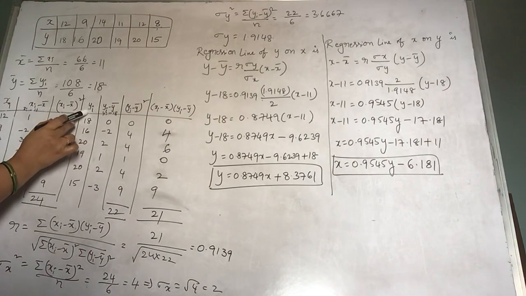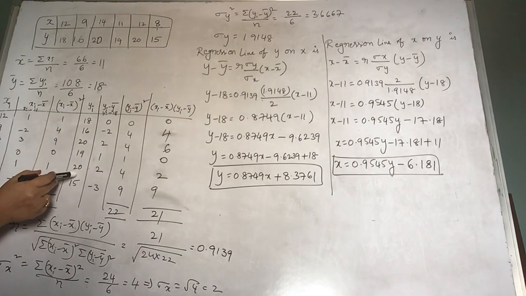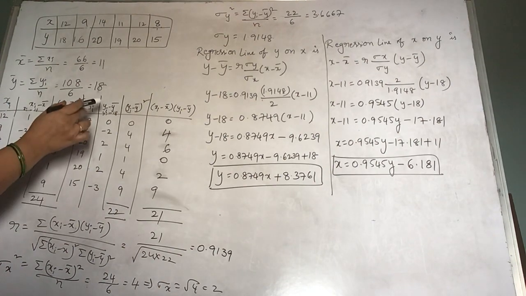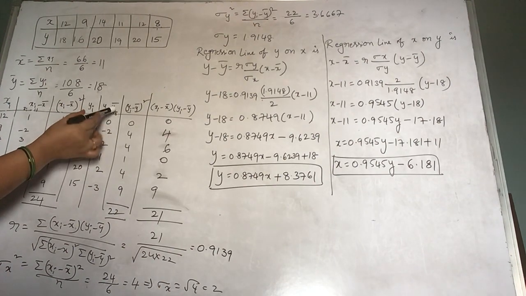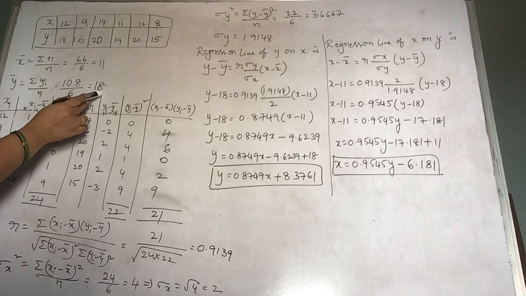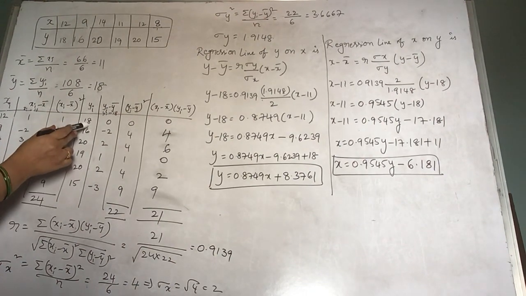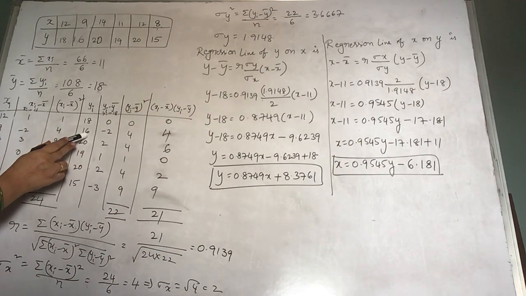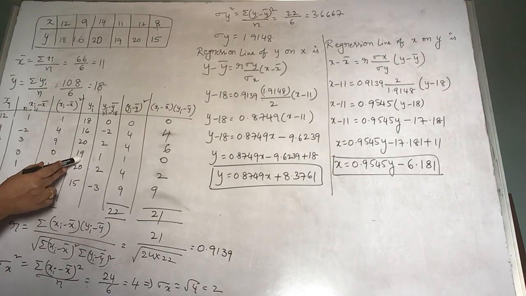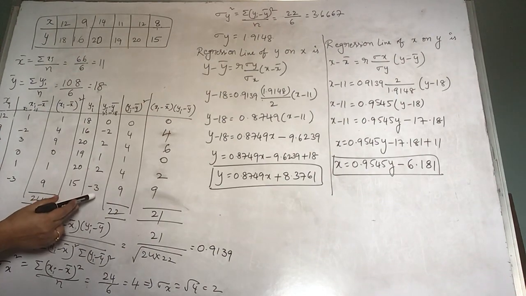Next, take the y observations, denoted as yi: 18, 16, 20, 19, 20, 15. Now we calculate yi minus y bar. That means we subtract y bar from the yi values. The value of y bar here is 18, so we subtract 18 from each of the observations of y. 18 minus 18, 0. 16 minus 18, minus 2. 20 minus 18, 2. 19 minus 18, 1. 20 minus 18, 2. 15 minus 18, minus 3.